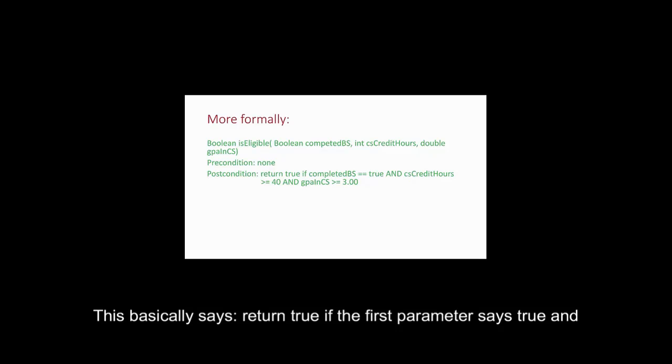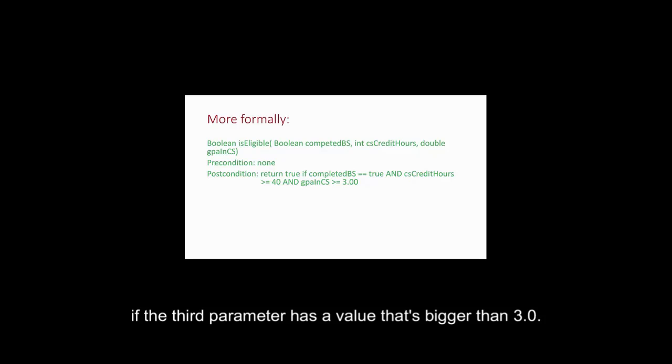There are no preconditions, and here is the postcondition. The postcondition summarizes the actions of the method without really telling how to calculate this. This basically says return true if the first parameter says true, and if the second parameter is bigger than or equal to 40, and if the third parameter has a value that's bigger than 3.0.